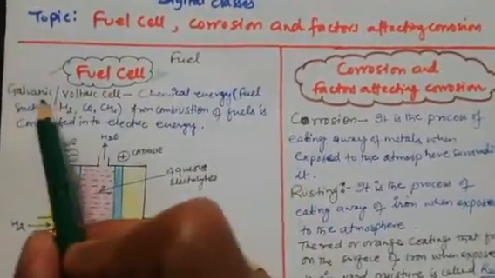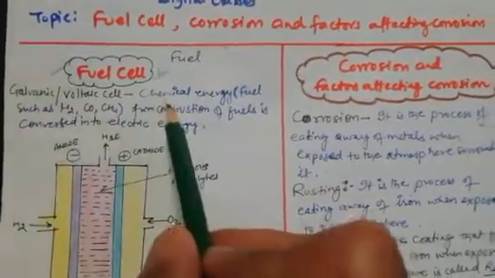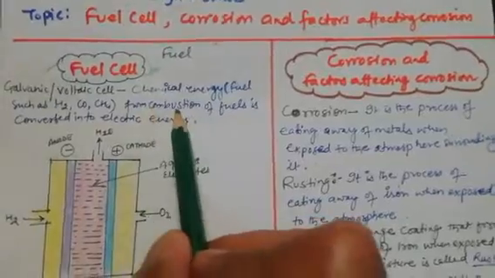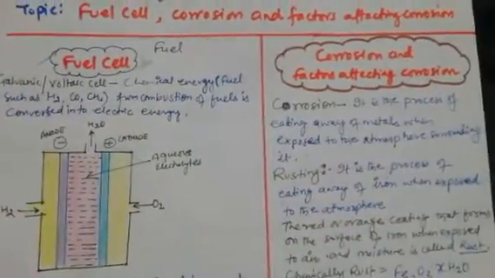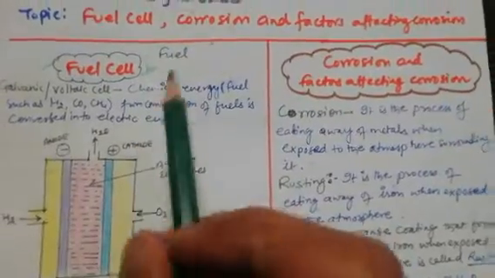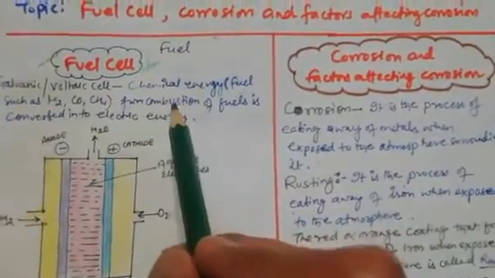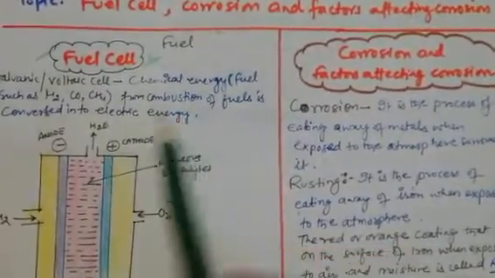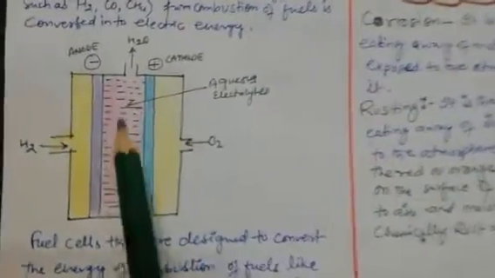So what is a fuel cell? It is a galvanic or voltaic cell in which chemical energy, which is present in the form of fuel, from combustion of fuel is converted into electric energy. It is that kind of energy in which chemical energy is converted into electric energy, but the chemical energy is not consumed, it is gained from the combustion of fuel. Okay, so let's understand with the help of this diagram.